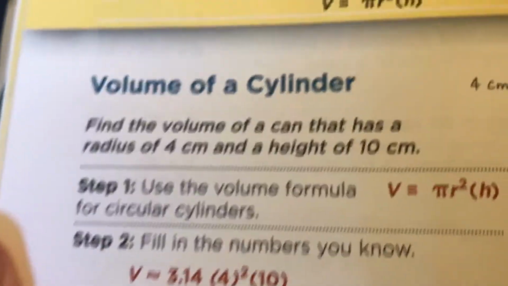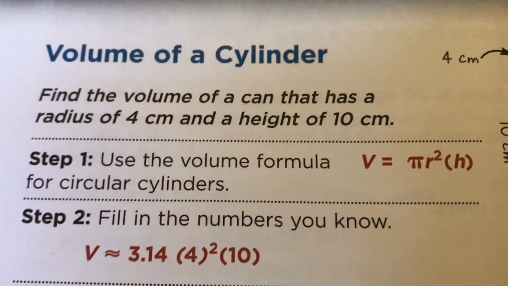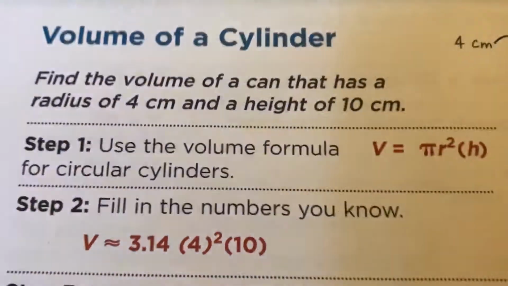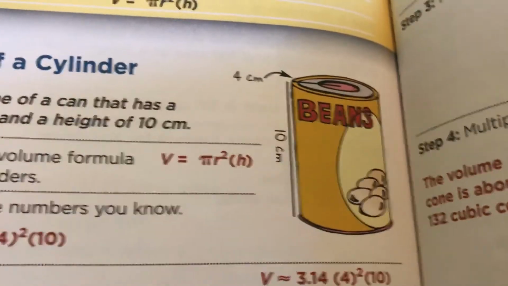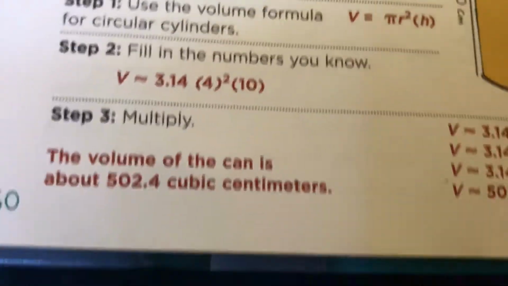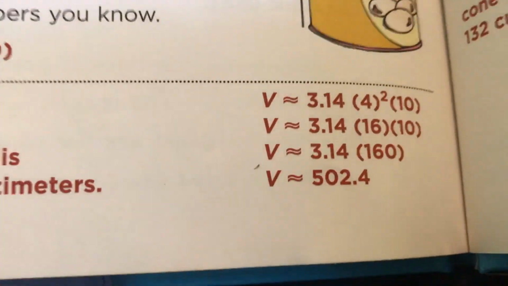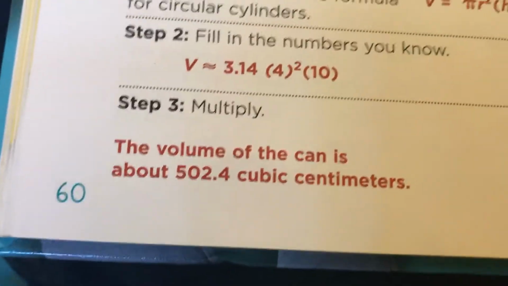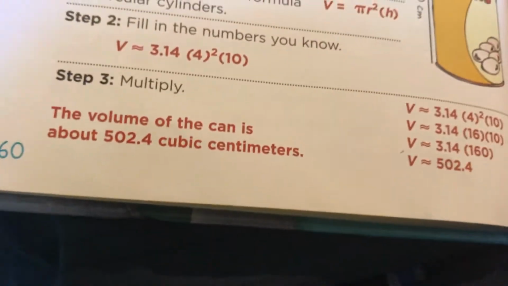So, volume of cylinder. Find the volume of a can that has a radius of 4 centimeters and a height of 10 centimeters. Okay, there we go. Use the volume formula for circular cylinders. Okay, there's our formula. Fill in the numbers you know, multiply. Okay, that's how we do it. And then we get the volume of the can is about 502.4 cubic centimeters.